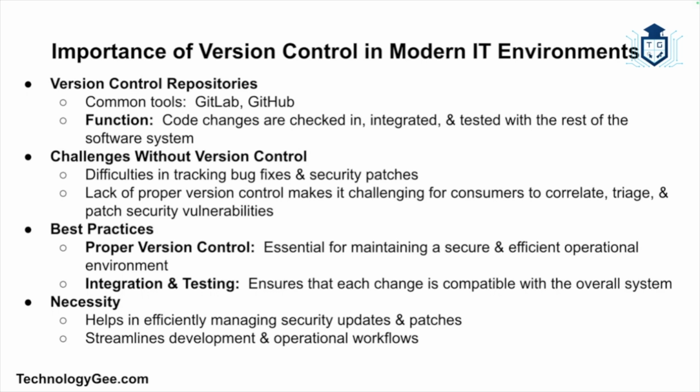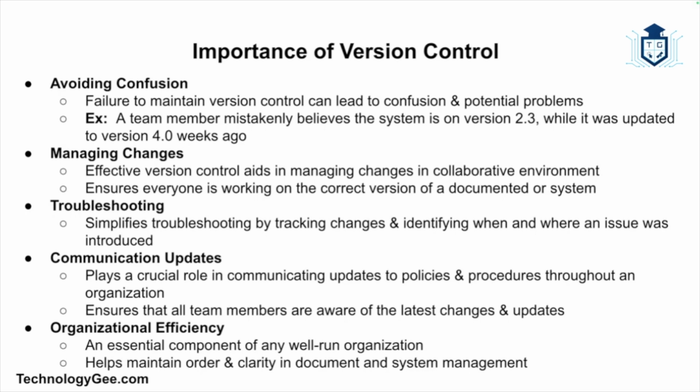Organizations that lack proper version control face challenges in tracking bug fixes and security patches. Similarly, vendors and software providers that lack appropriate version control make it difficult for consumers to correlate, triage, and patch security vulnerabilities. Proper version control is a best practice and a necessity for maintaining a secure and efficient operational environment. Failure to maintain version control can lead to confusion and potential problems. So consider, for instance, a potential issue when a team member says, "Aren't we on version 2.3?" only to discover that the system was updated to version 4.0 weeks ago.